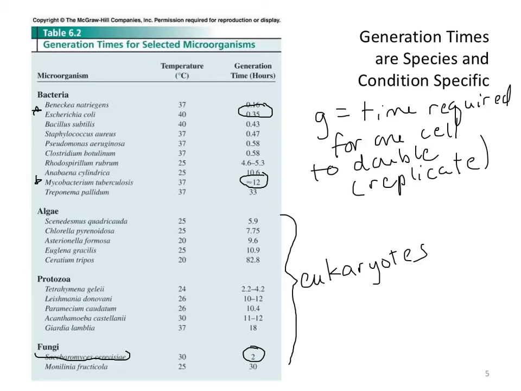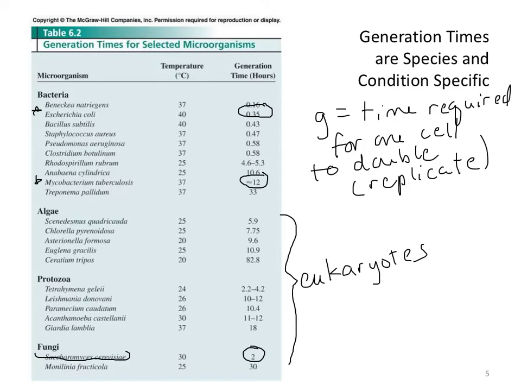So in one day's time, you would expect to have only 2 generations of Mycobacterium tuberculosis. That's a very slow-growing bacterium. E. coli, in contrast, is quite rapid. There are known bacteria that are halophiles that have generation times of 7 to 10 minutes, and that's probably the fastest or shortest generation time known.